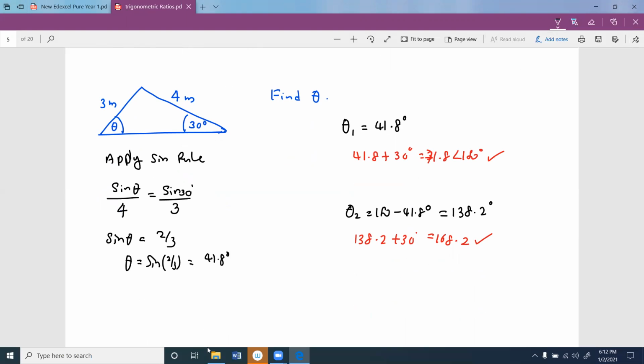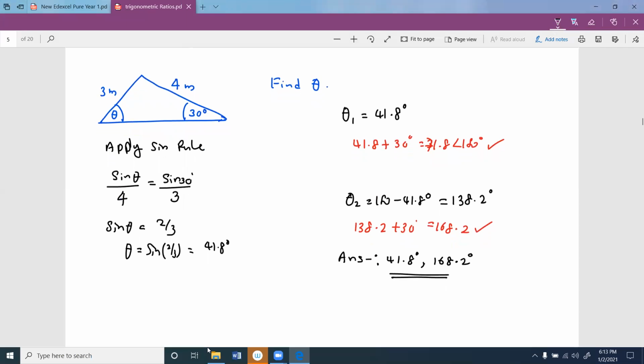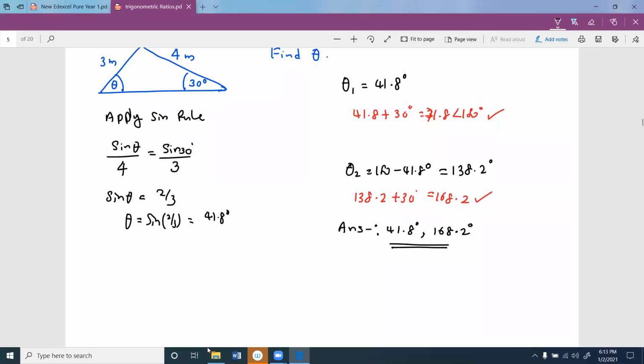So you can write the answers. One answer is 41.8 and the other answer is 168.2. So both answers are correct, right? Our question is, how is this possible? The possibilities are just like this. That is the situation where we can see the way, right?